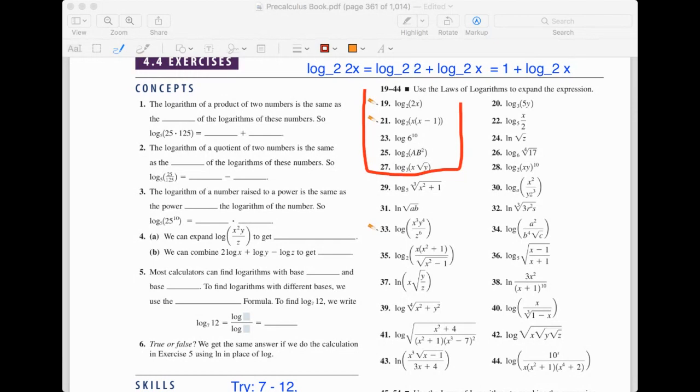Anna, yeah, Anna, can I hear her? Okay, anybody wants to try the rest: 21, 23, 25, 27?